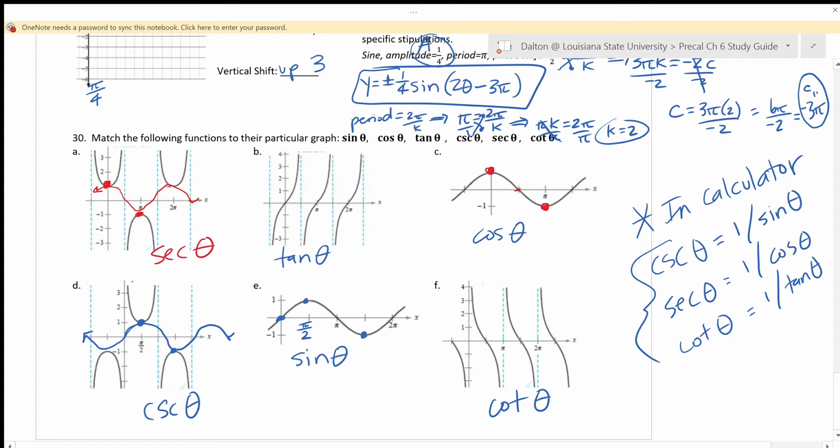So again, that's the logic behind it, or you can use your calculator and type in 1 over whatever function you're trying to find to know which of those crazy new graphs coincides with sine, cosine, and tangent.